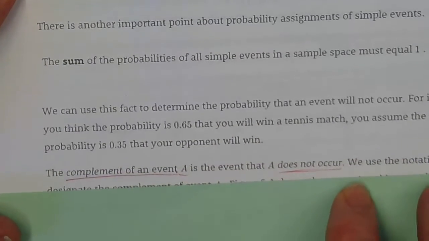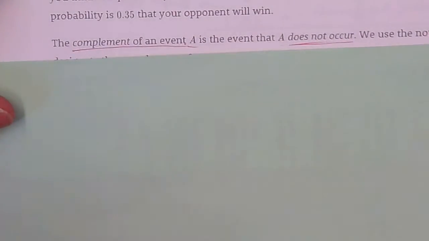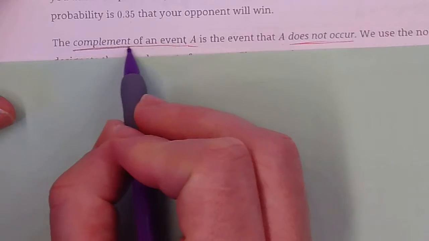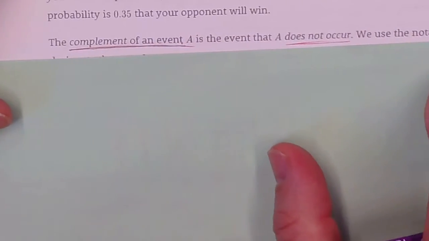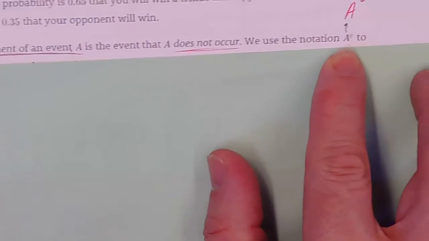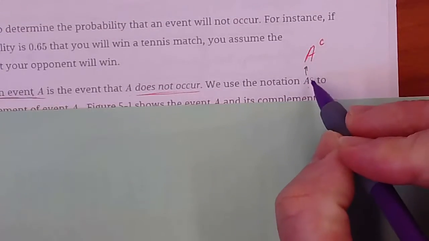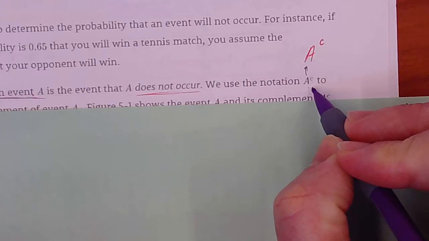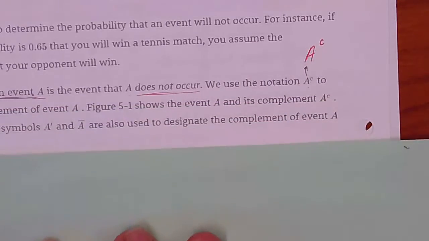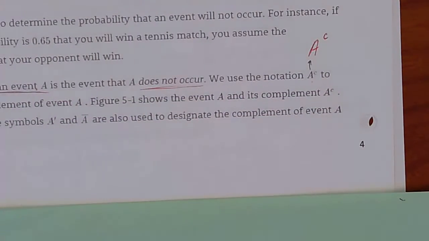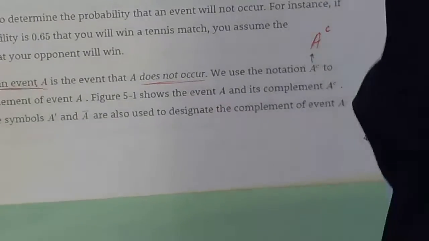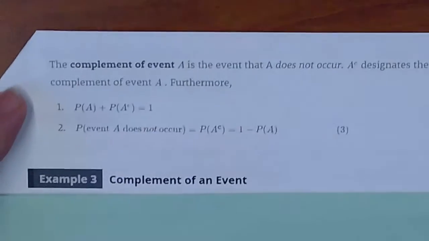Here's how they usually denote this. The complement is the technical term for this concept. Complement of an event A: A does not occur. It's A with a little C up in the corner, meaning complement of A. All right, so let's go ahead and wrap things up with just that concept. Pretty easy. Read through it and try example 3, and we'll be done for today.